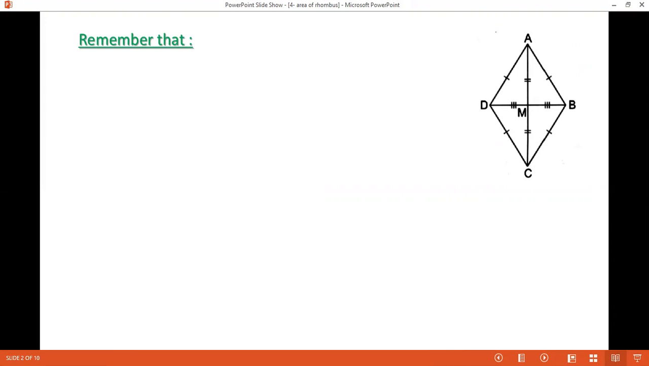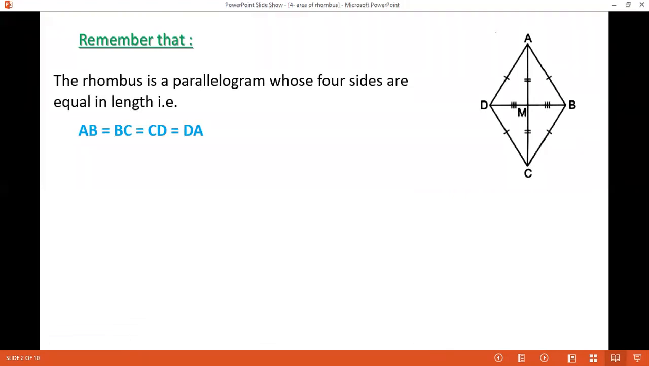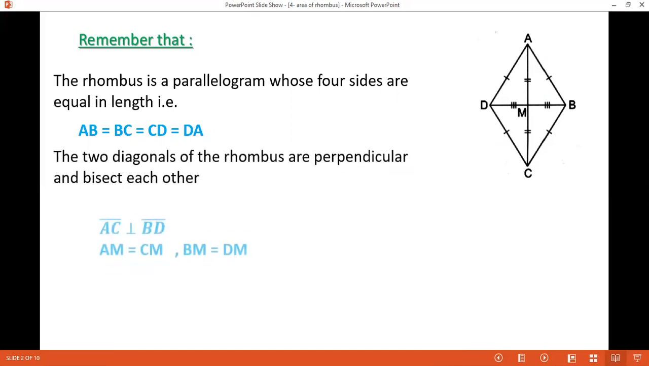Okay, remember that the rhombus is a parallelogram whose four sides are equal in length. So AB equals BC equals CD equals AD. Here the two diagonals of the rhombus are what? They are perpendicular and bisect each other. So AC is perpendicular to BD, and AM equals CM and BM equals DM.